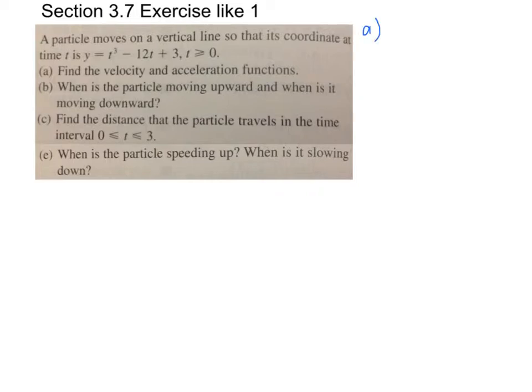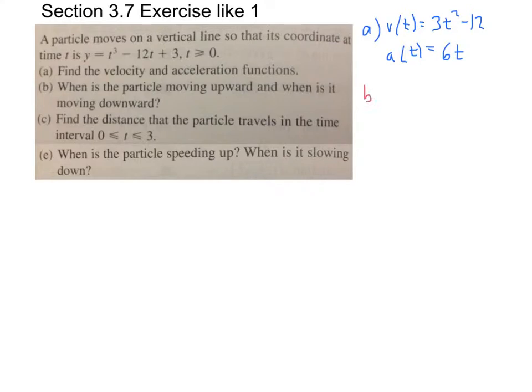So for part A, velocity is the derivative of position, so we'll label it v of t. The derivative of t cubed is 3t squared. Minus 12t, the derivative gives us minus 12. And then the derivative of the constant 3 is just equal to 0. So that's our velocity function. Acceleration is the derivative of the velocity function. So the derivative of 3t squared is 6t, and the derivative of minus 12 is just 0. So there we have part A.